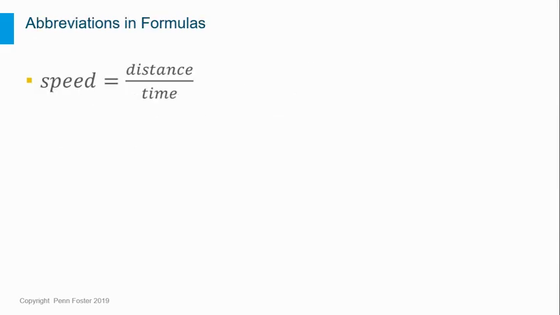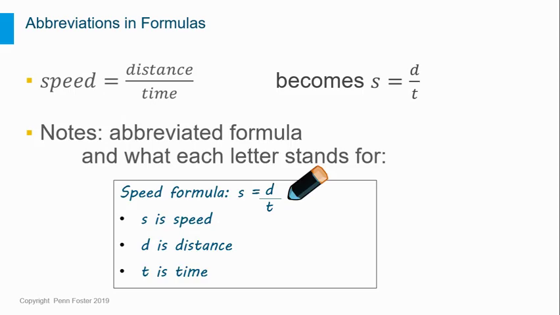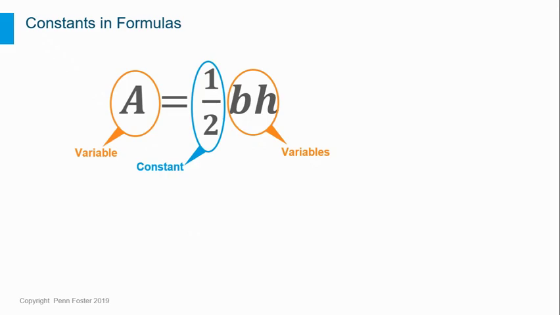Most of the time, formulas use abbreviations instead of words. For example, instead of speed equals distance divided by time, you might see S equals D divided by T. When you write notes about your formulas, copy the abbreviations and write what each one stands for so you don't forget. Some formulas have constants.